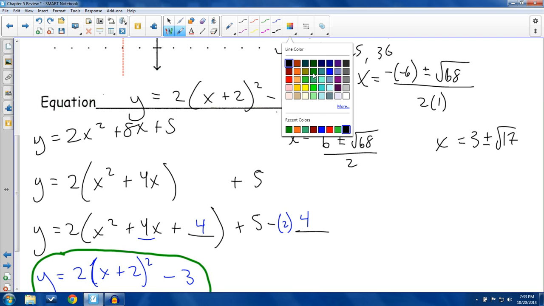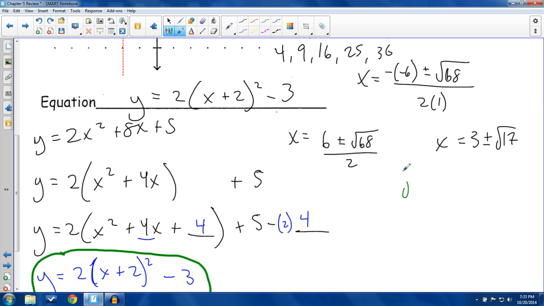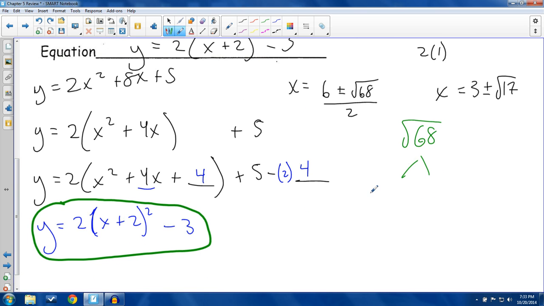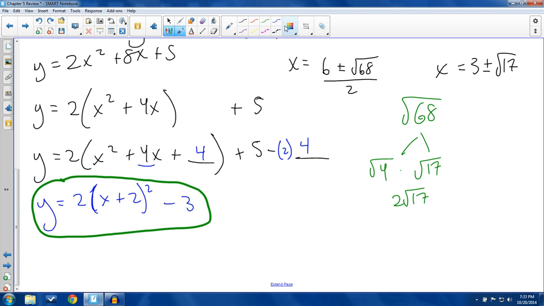So I'm going to write off to the side here. We'll get square root of 68. That breaks down to square root of 4 times the square root of, what is it? Oh, is that 17? And square root of 17, which gives you 2 root 17. So I'm going to rewrite this equation down here as x equals 6 plus or minus 2 root 17 over 2.